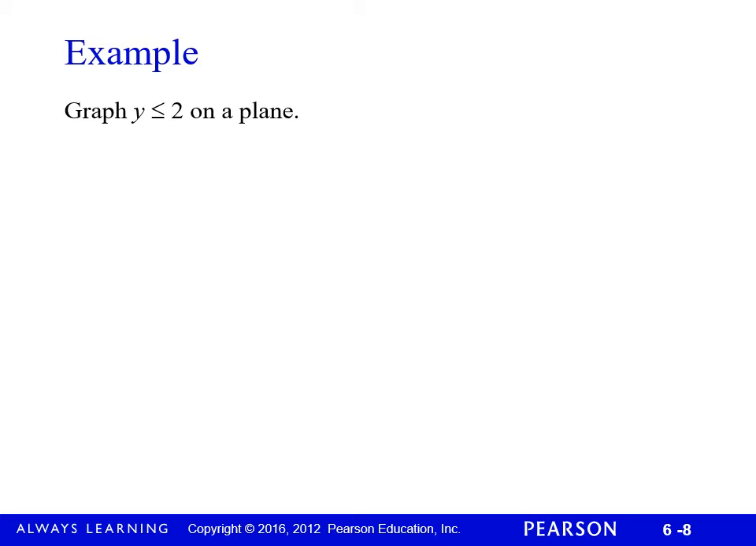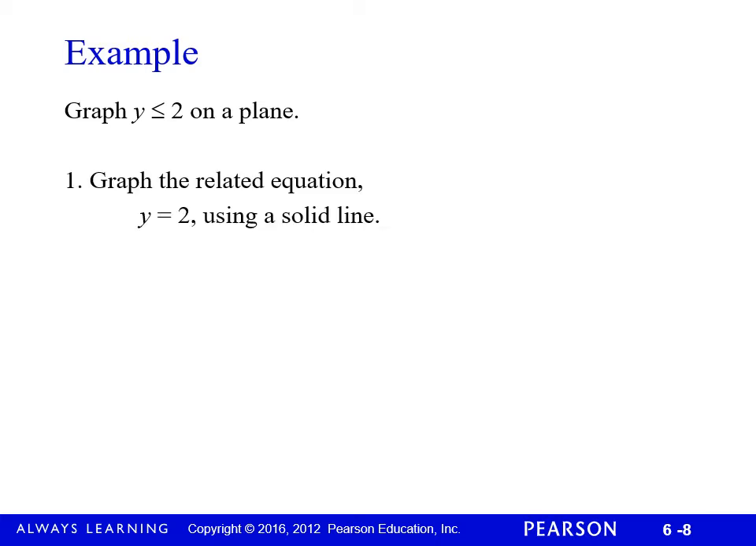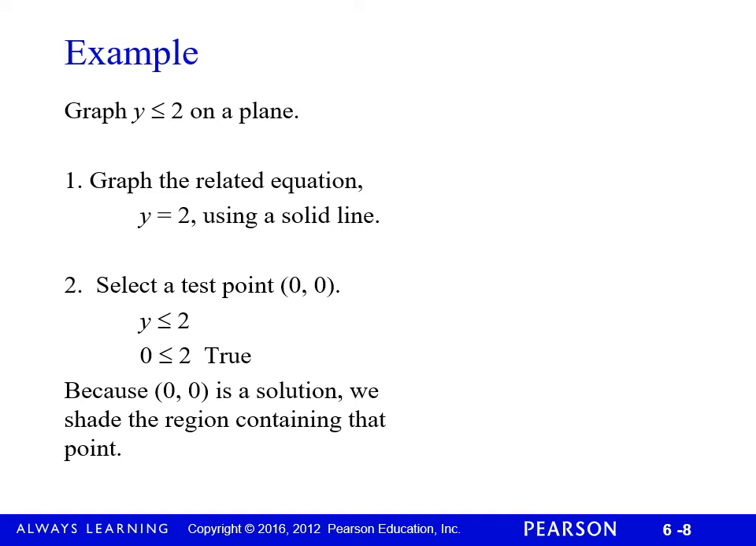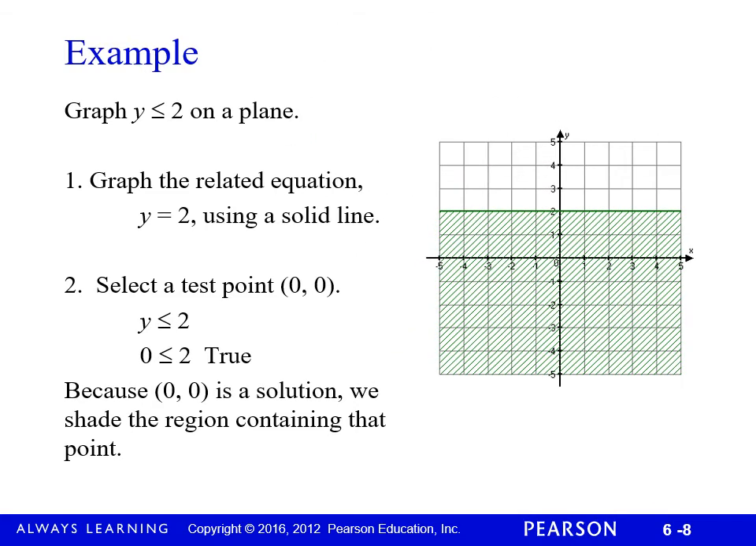This is very similar. Here we have y is less than or equal to 2 on a plane. And now we have a horizontal line. We're going to draw y equals 2. Again, it doesn't go through the origin. However, when we plug the origin in, we get a true. So this time we're going to include the origin.